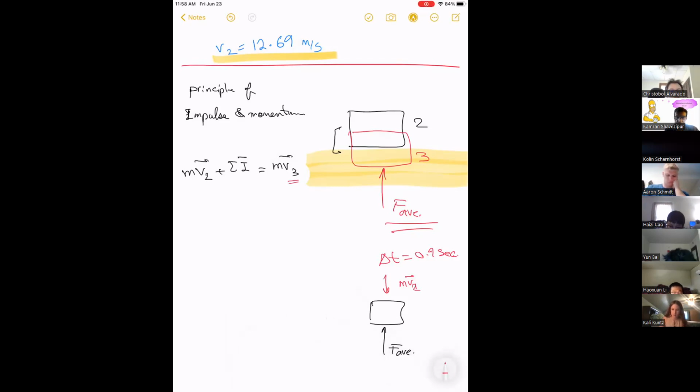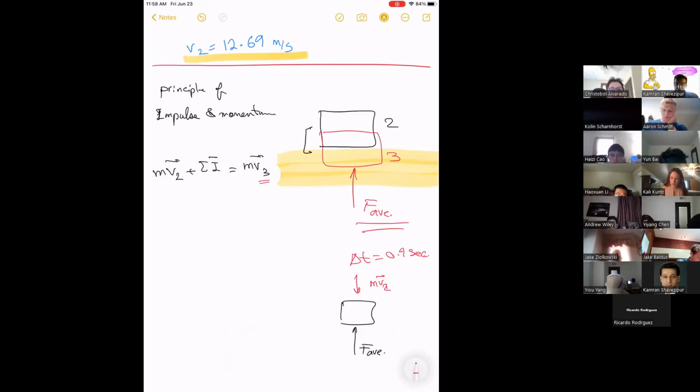The final velocity. If you look at the problem, it says it stops in the sand. So the final situation is the block stops in the sand. When it stops in the sand, this is going to be 0, right?